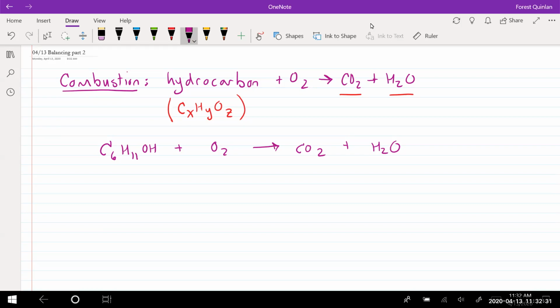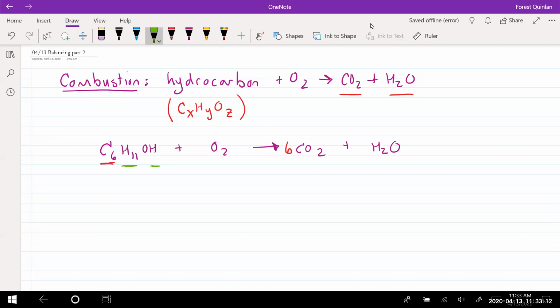Out of curiosity, does anybody want to take a stab at it, or do you just want me to balance it? Put a 3 in front. Put a 3 in front where? The CO2. Actually, I'll go ahead and put a 6 because I have 6 there. Sorry, I said I would try, but then my internet connection went slow. That's all right. I'll just go ahead and do it this way.